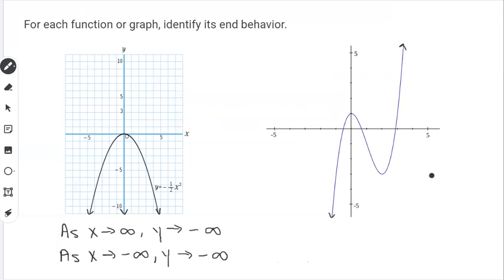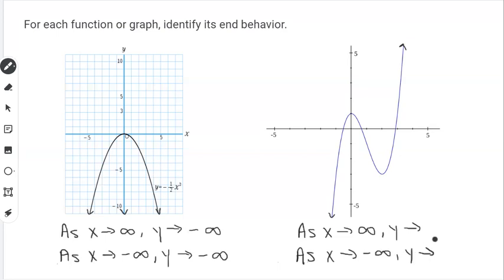Let's look at this one right here. This one is more of a cubic function, but we can analyze the right-hand side as well as the left-hand side. Let's go ahead and write that out. As x approaches positive infinity, what happens with the y coordinates? And likewise, on the left-hand side, as x approaches negative infinity, what happens to the y coordinates? Do they go up or do they go down?